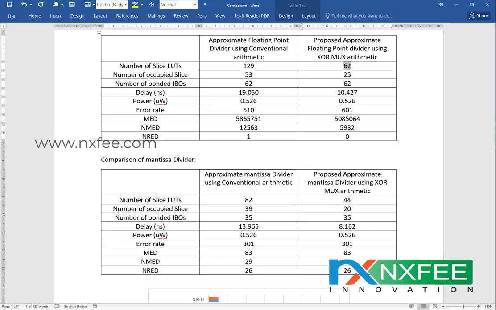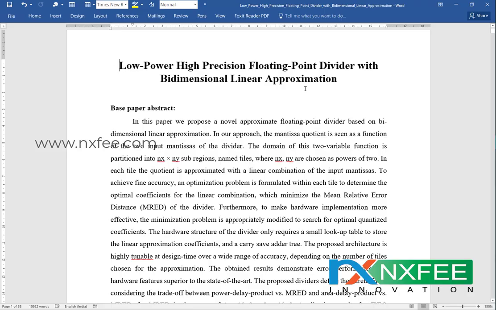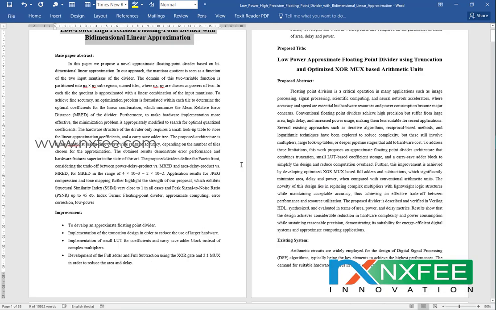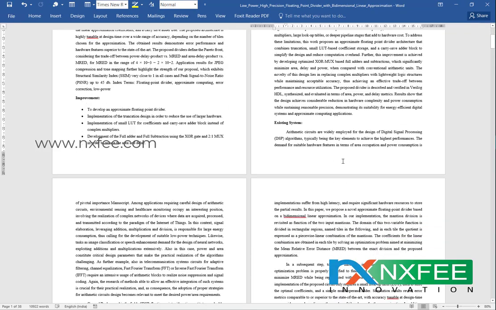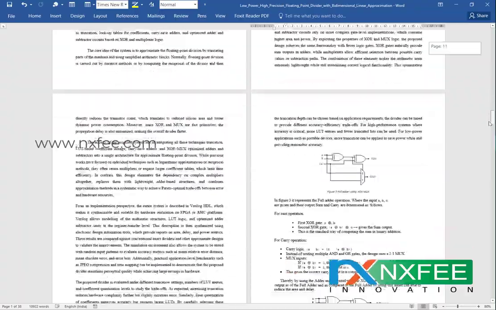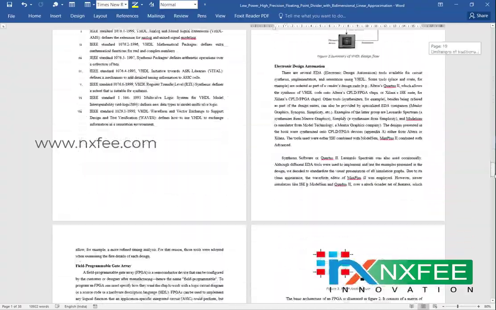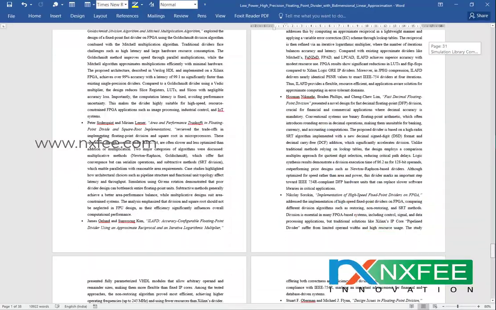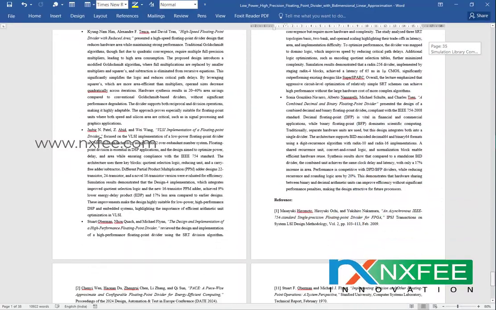Okay, and we wrote an abstract document for this project. This has the title and base paper abstract, the improvement of the project, proposed title, proposed abstract, and related notes for this project. Existing, proposed, everything is given, and finally we come up with the literature survey and references.